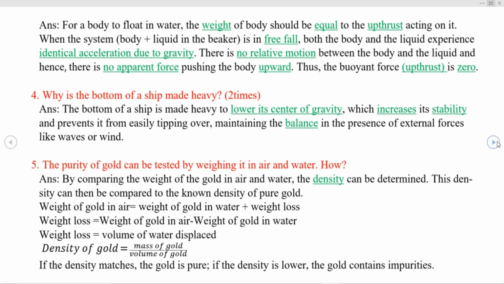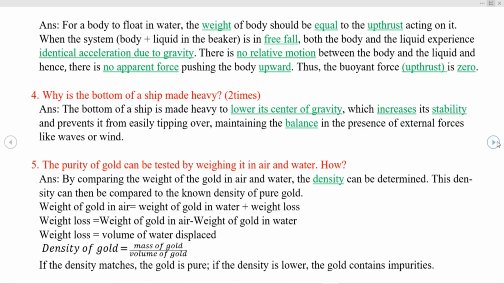Next question we have is, why is the bottom of a ship made heavy? The bottom of a ship is made heavy to lower its center of gravity, which increases its stability and prevents it from easily tipping over, maintaining the balance in the presence of external forces like waves and wind.